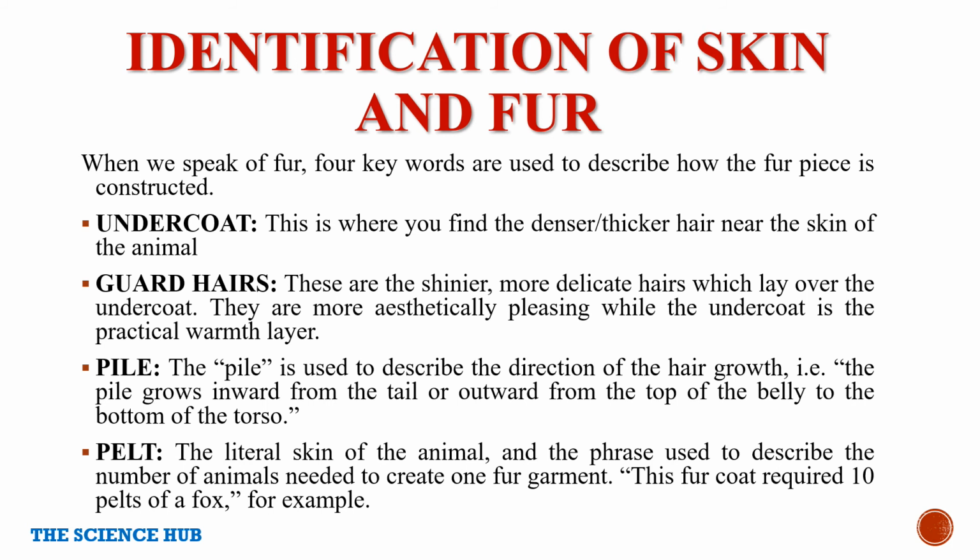Pile. The pile is used to describe the direction of the hair growth. That is, the pile grows inwards from the tail or outwards from the top of the belly to the bottom of the torso. Pelt. The literal skin of the animal, and the phrase used to describe the number of animals needed to create one fur garment. The fur coat required 10 pelts of a fox. This is an example of how the word pelt is used.